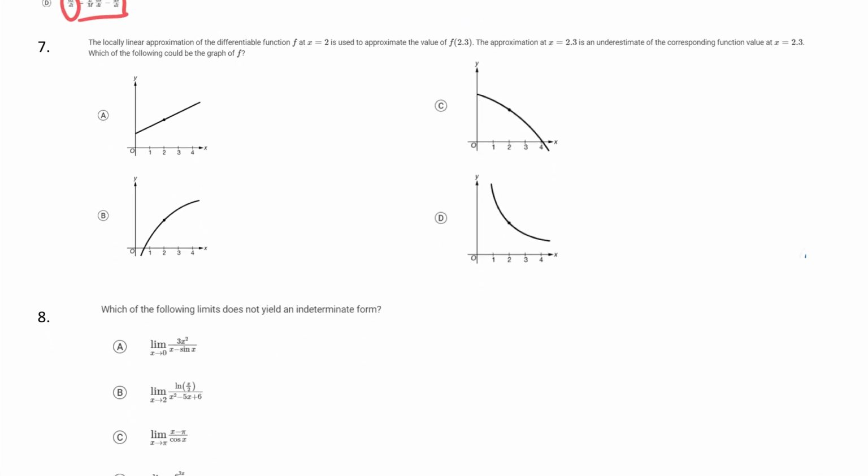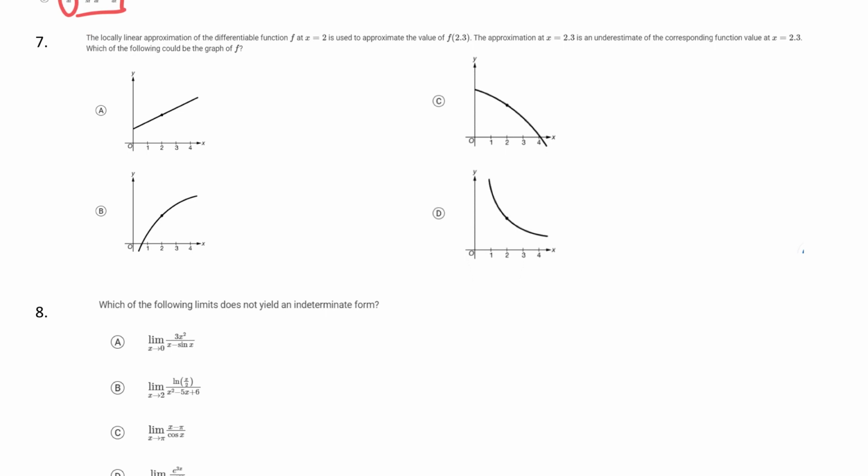Let's take a look. A locally linear approximation of the differentiable function f at x equals 2 is used to approximate the value of f(2.3). The approximation at x equals 2.3 is an underestimate of the corresponding function value at x equals 2.3. So it's important for us to know that it is an underestimate. I will highlight it right here, that it is an underestimate of the value at 2.3.